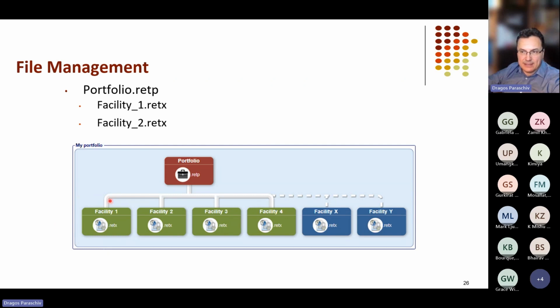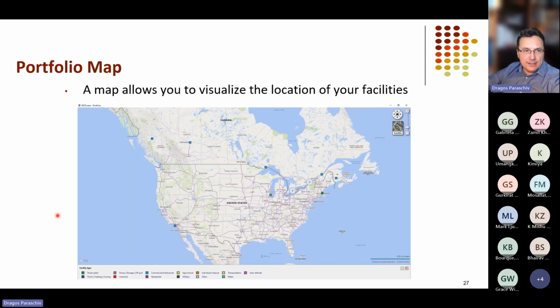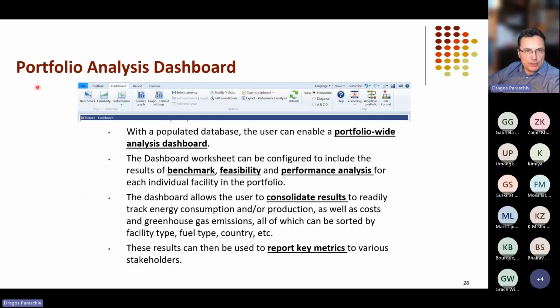A nice feature, again, in portfolio is the mapping tool. We can present facilities on the map as shown here across North America. And we can show them also by category, depending on what use that facility has, as we see in this chart here. All this analysis is done under a dashboard.